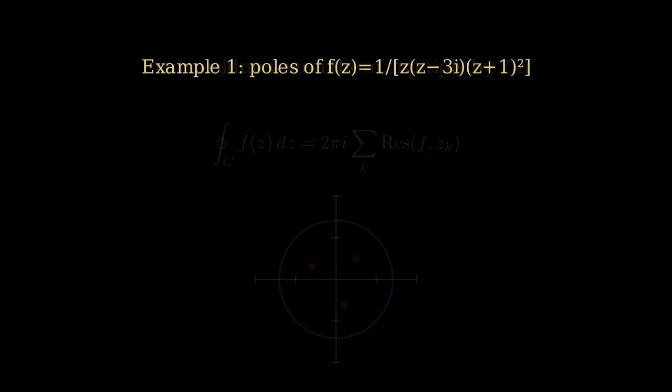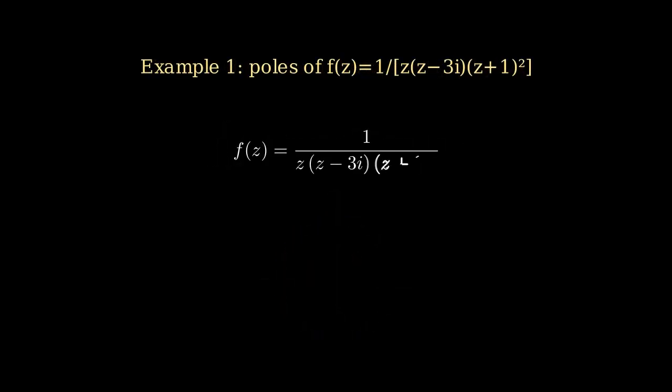Worked example 1. 3 poles, 3 residues. The function is f of z equals 1 divided by z times the quantity z minus 3i times the quantity z plus 1 squared. This gives poles at z equals 0, at z equals 3i, and at z equals -1, where the pole at -1 is repeated, so it's order 2.